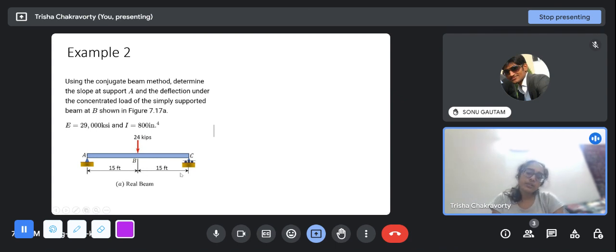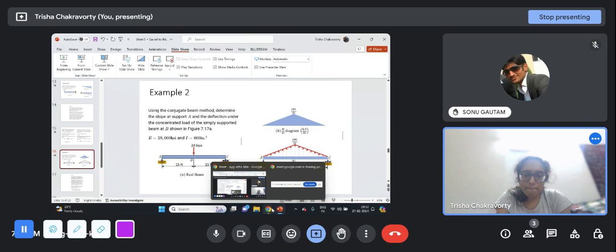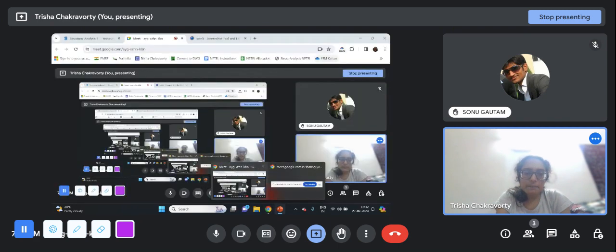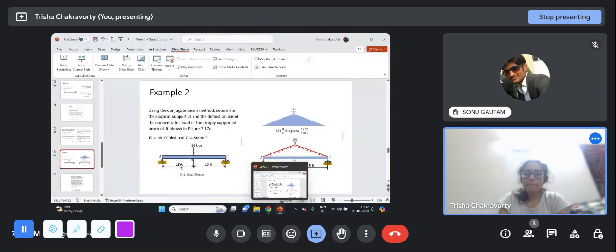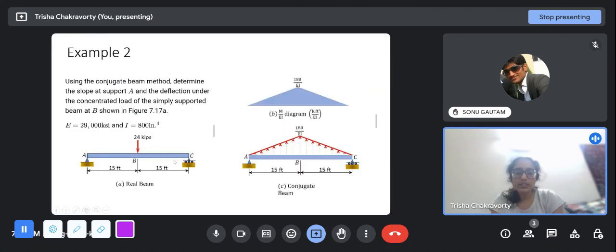If you convert it into a conjugate beam, what will happen? The length will remain the same. Simply supported, like this hinge and roller, will also remain the same, because as we saw in the rules of boundary conditions, hinge support and roller supports remain the same in the conjugate beam from the real beam. And we have to draw the bending moment diagram.